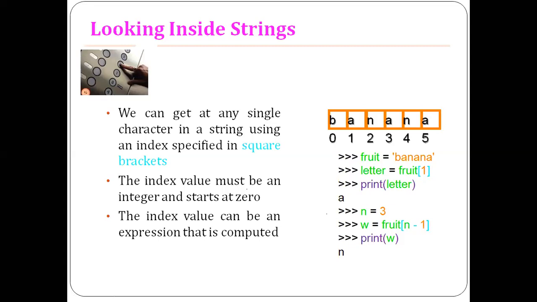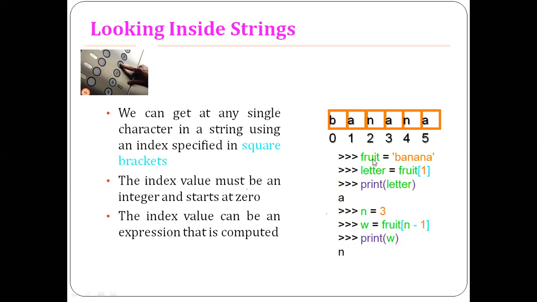Only positive integer numbers are to be passed, which start from 0 and go up to n minus 1. The index value can be an expression that is computed. You can compute the index value by using an expression, but the outcome of the expression must be an integer, between 0 and any number. So this is an example of banana: b has an index of 0, a has an index of 1, n has an index of 2, and so on.